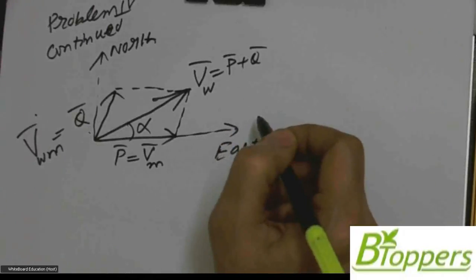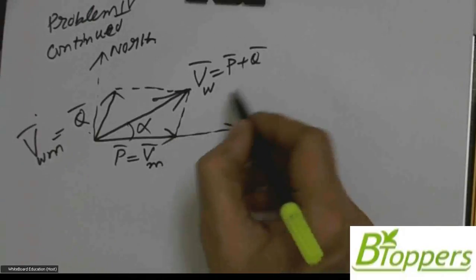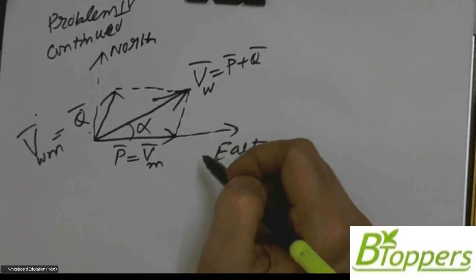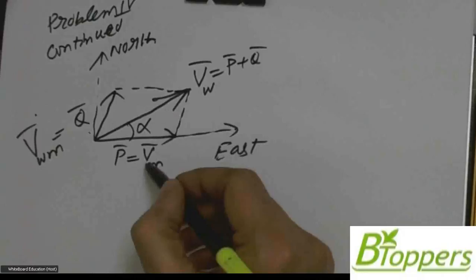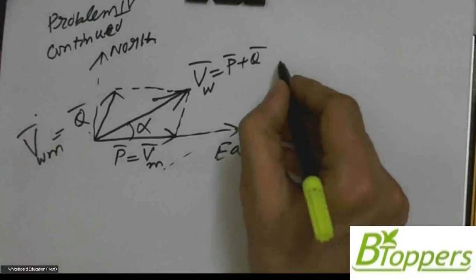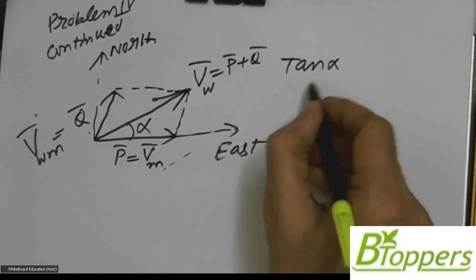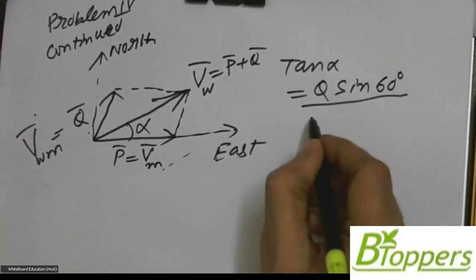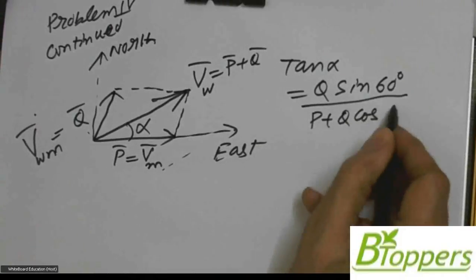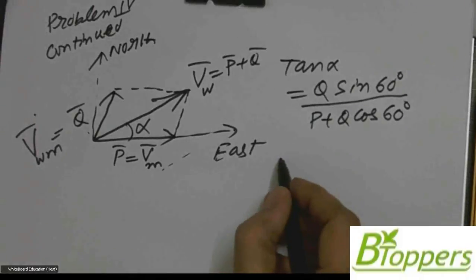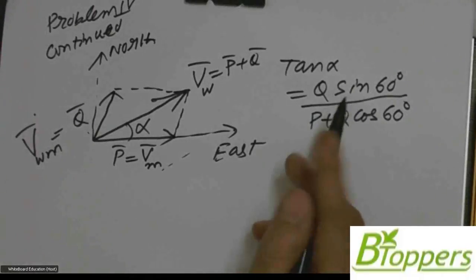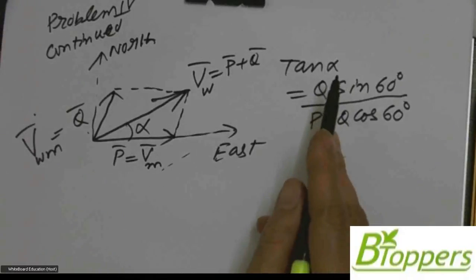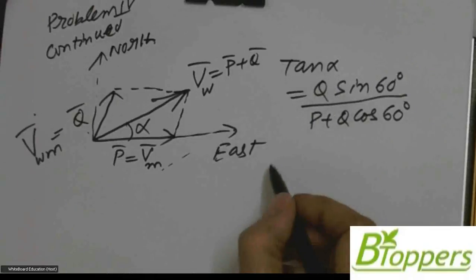So I'm continuing the same problem here. You can see, in case alpha is the angle made by the actual velocity of the wind with the first vector P bar, means with the velocity of the man, then tan alpha equal to Q sin theta by P plus Q cos theta. Of course, in this given problem, you are not asked to find angle alpha, but in case you are asked to find angle alpha, you should be able to find it.